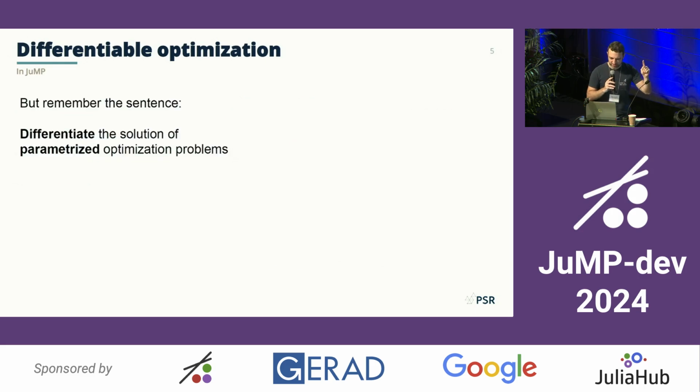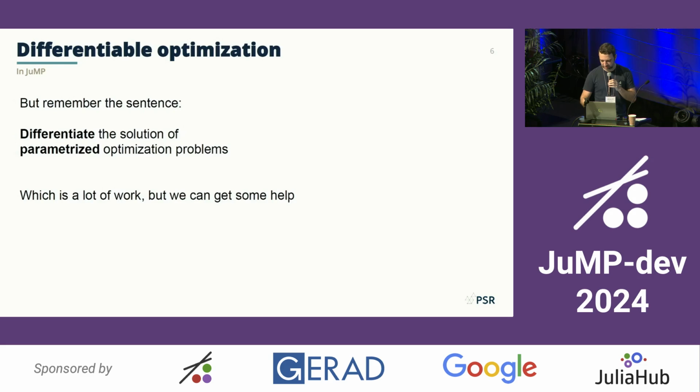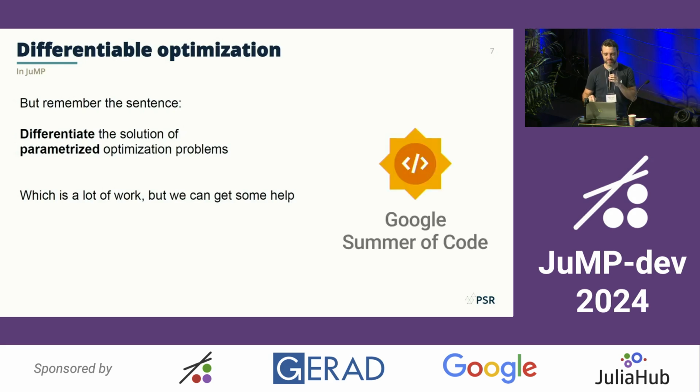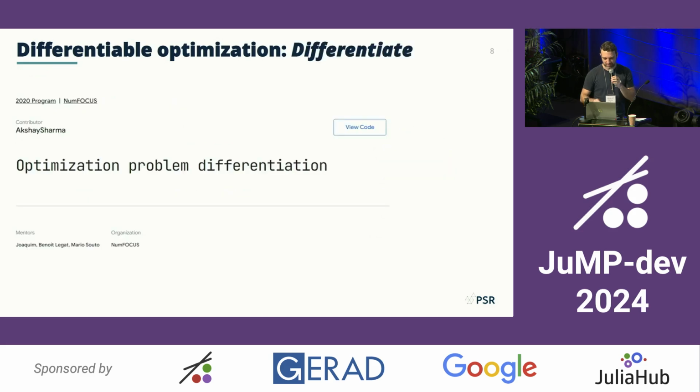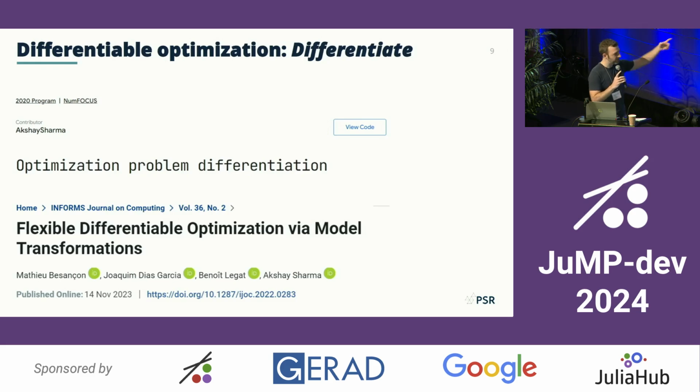But then, remember the sentence: differentiate the solution of a parametrized optimization problem. This might be a lot of work if you were back in the day, but we can get some help for doing that. And one of the sources of help is Google Summer of Code. We had some very nice students working on projects related to this a few years ago. The first one was Akshay, who was working on optimization problem differentiation, which led to the development of the DiffOpt package and the follow-up paper that we developed.